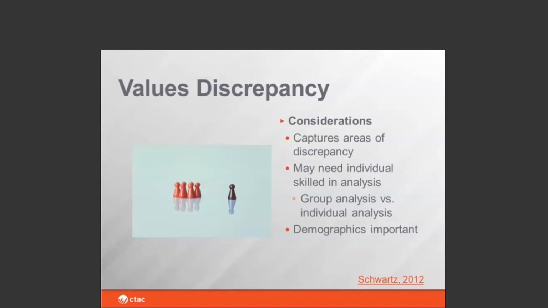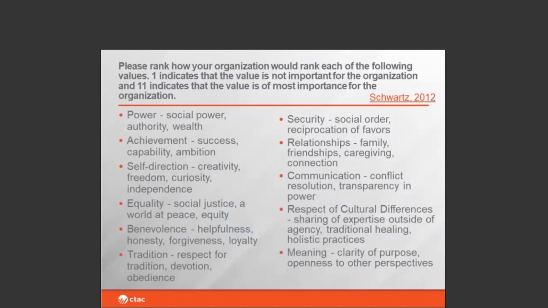So if we go back to this, you have power, achievement, self-direction, equality, benevolence, tradition. Say the average power score from employees for themselves is something like a 5. And then maybe they rank power for the organization and the average score is something like a 7 or an 8, right? So you can quickly see where those discrepancies are by just visually comparing without having to run any sort of fancy statistical analysis, unless you want to do that, which is also kind of fun.